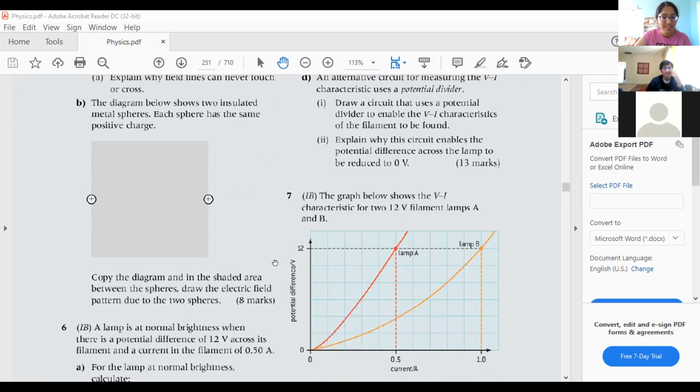Okay, this one, 2 insulated metal spheres. I guess we would skip this one. Yeah, we can skip that.